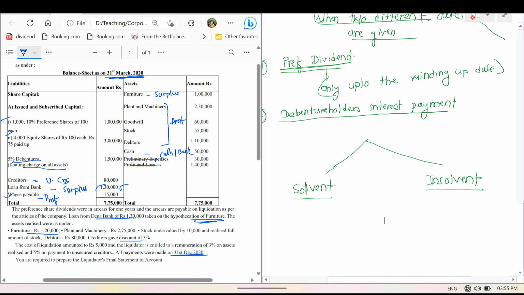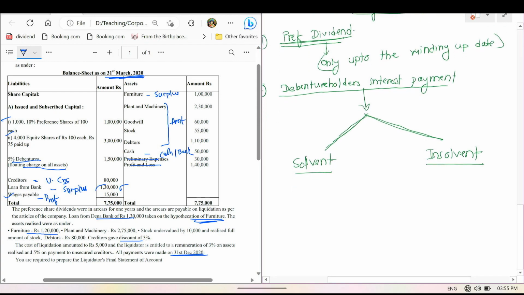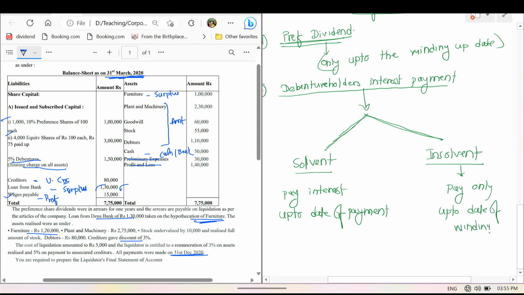But what about the debenture holders' interest payment? In that you will find two cases, solvent and insolvent. If the company is solvent, then pay interest up to the date of payment, and if the company is insolvent, then pay only up to the date of winding up. Understood? In regular classes I have not taught you focusedly about the debenture holders' interest. I have not classified solvent and insolvent, but some glimpse must have been given.